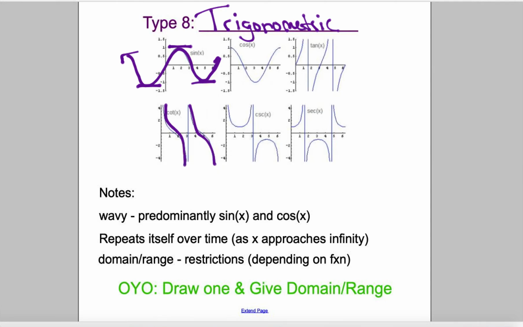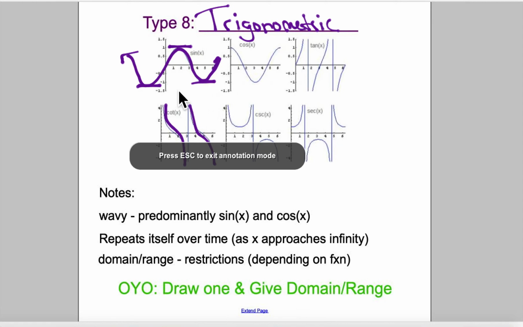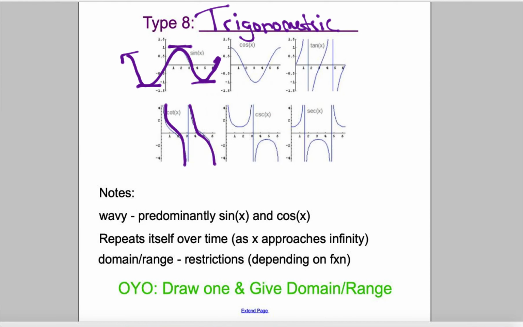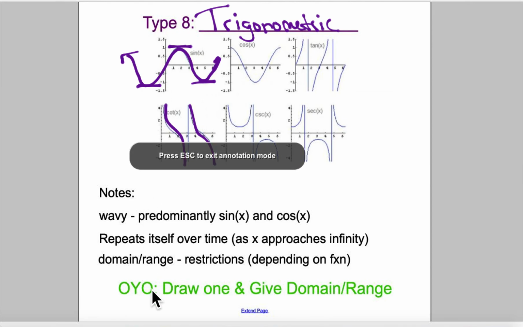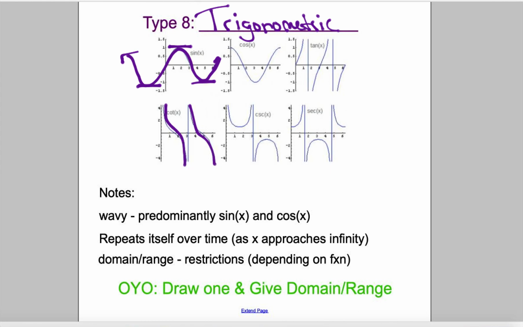You also have big range restrictions with a lot of these too. Like the domain for sine is all numbers. But the range, look at it. The lowest it goes is -1, and the highest it goes is 1. And it's never going to get beyond that unless you transformed it some way. So you can pick one to draw just so you get familiar with one of the shapes. So draw one and then give it its domain and range, and then you can move on to the next one.